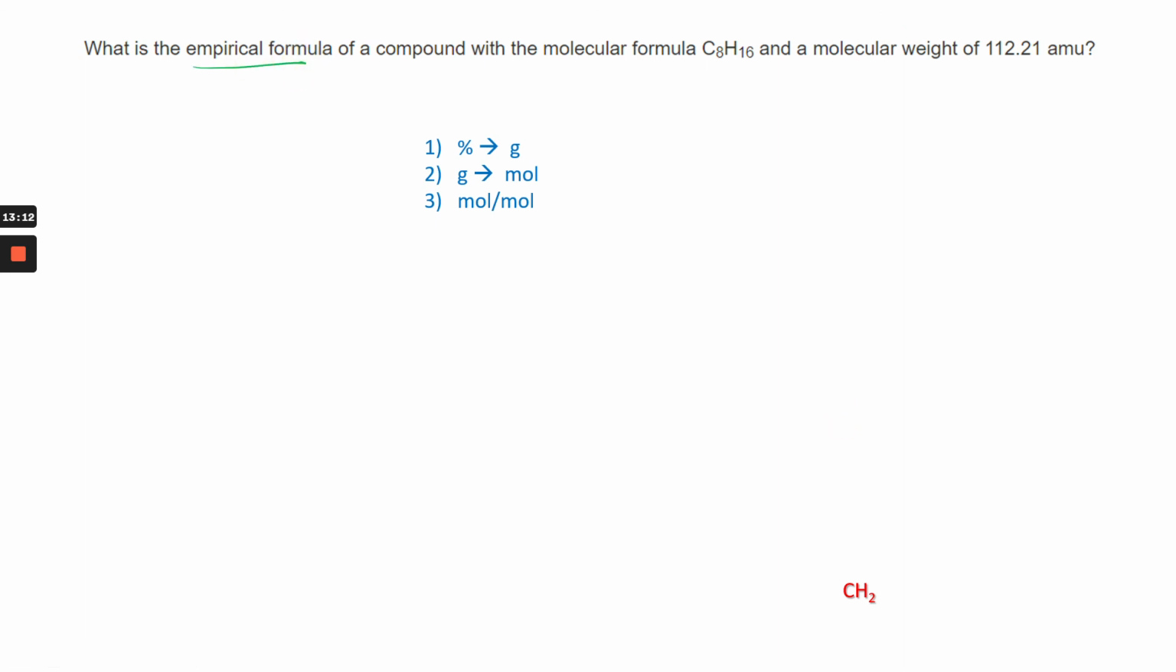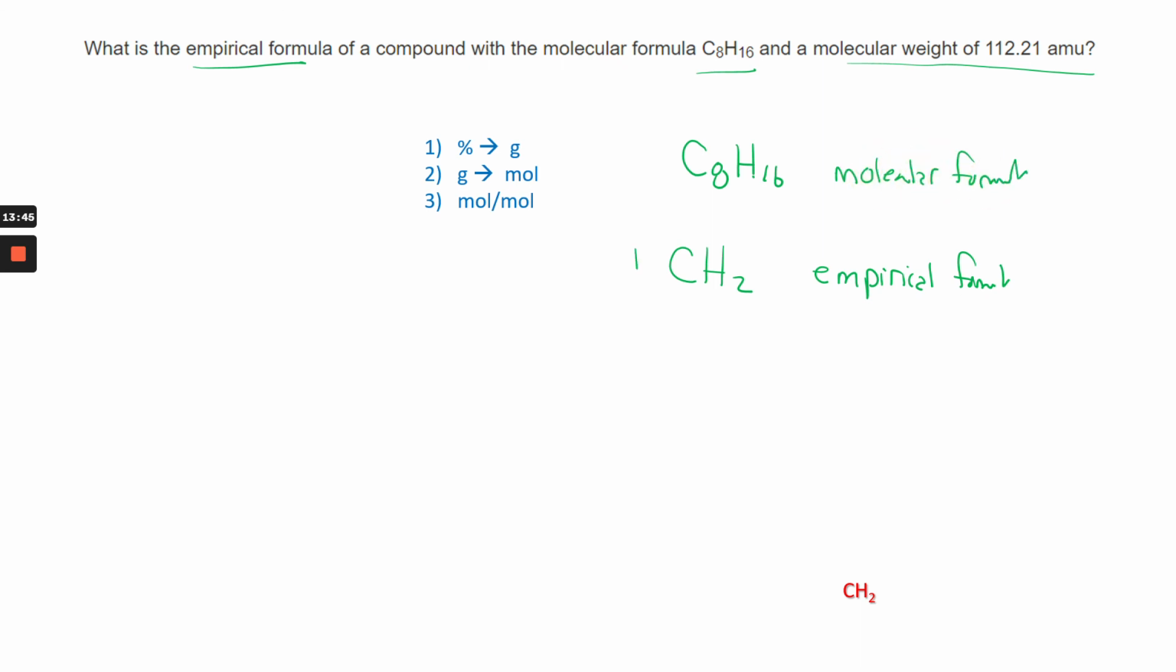What is the empirical formula given that the molecular formula is this and has a molecular weight of here? Now, if you remember, the empirical formula is the lowest ratio. So C8H16 will easily reduce, if you divide them each by 8, to CH2. So CH2 is the empirical formula, and C8H16 is the molecular formula. So our answer is CH2. As simple as that. All right.